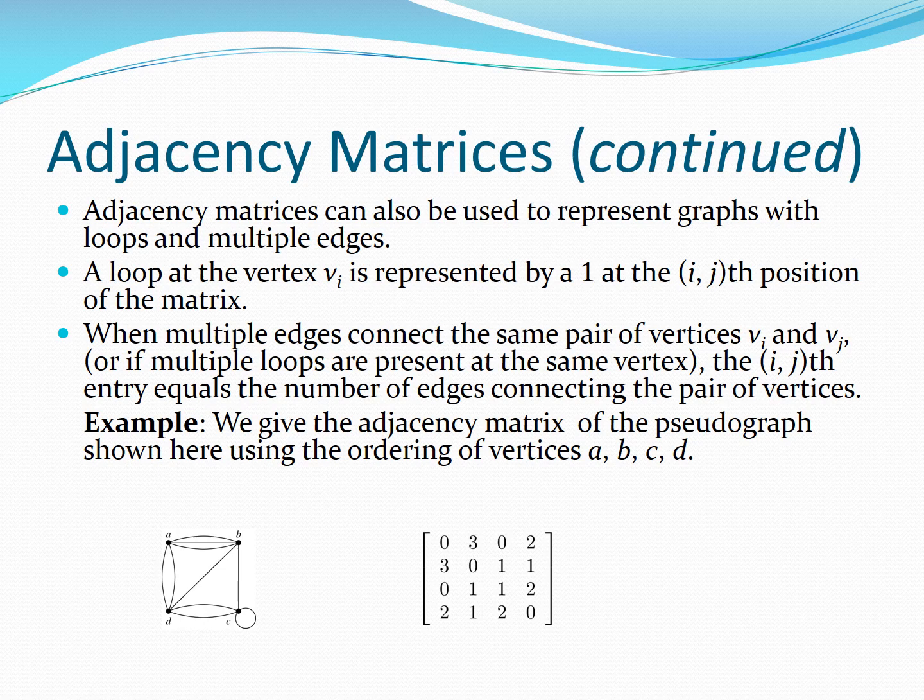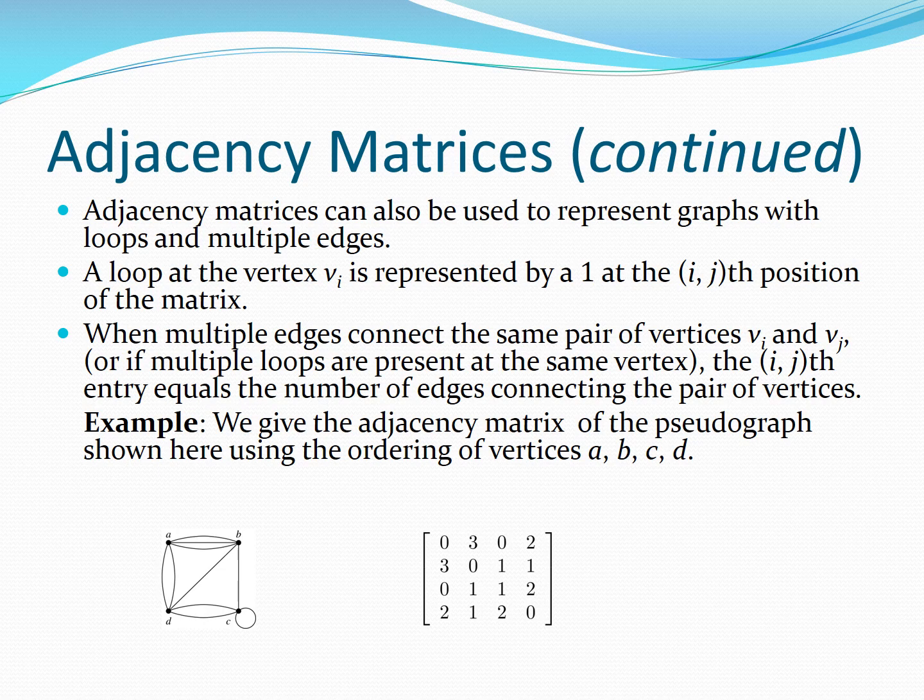So as I mentioned before, you can use an adjacency matrix to not only represent a simple graph, but also graphs with loops and multiple edges, basically multigraphs as well. So how do you represent a loop? A loop is represented by a 1 at the diagonal position for that given vertex. So in the matrix, one of the diagonal values is going to be a 1 if there is a loop in your graph.